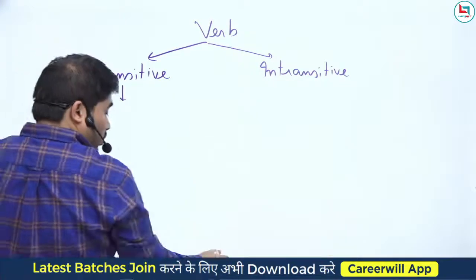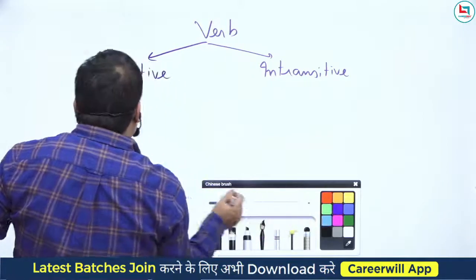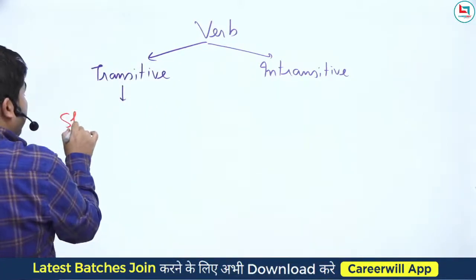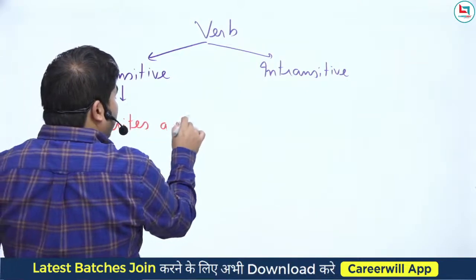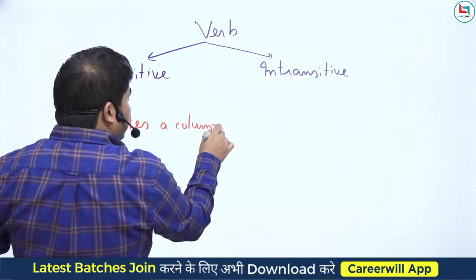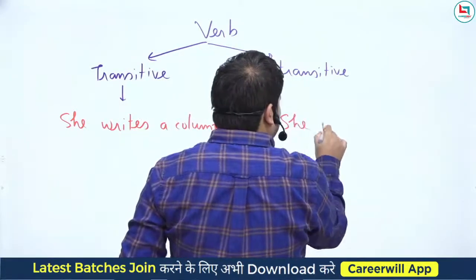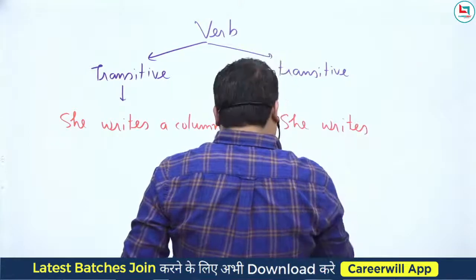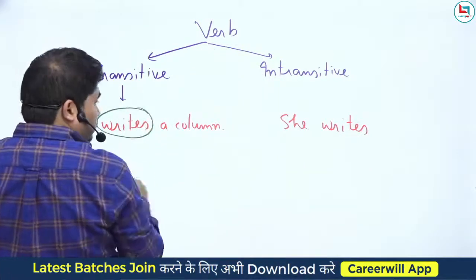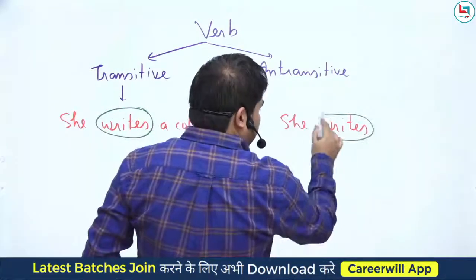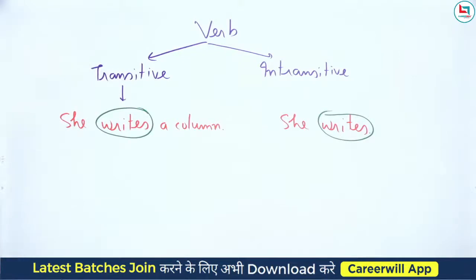So for example, if I write a sentence like, she writes a column, and the second sentence, in intransitive, is she writes. So what do you see over here? That this writes is what? It is transitive, and here this writes is intransitive. The same word is acting as transitive and intransitive both.